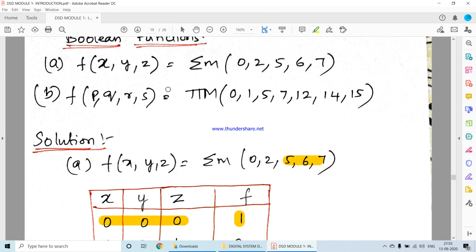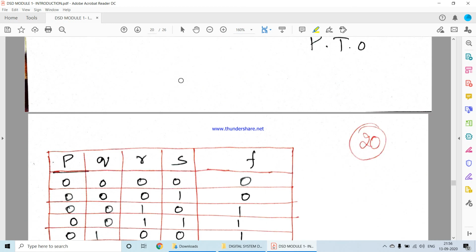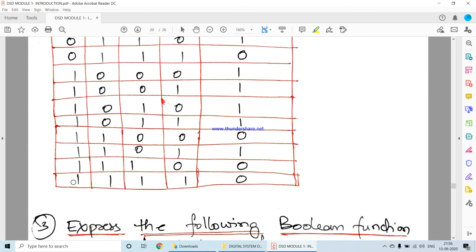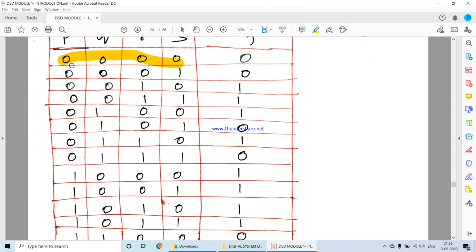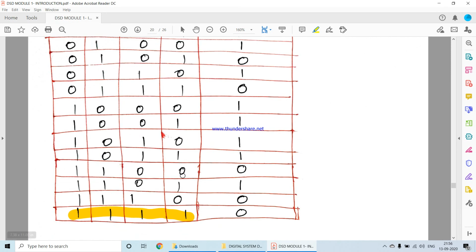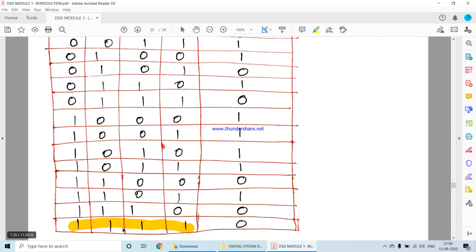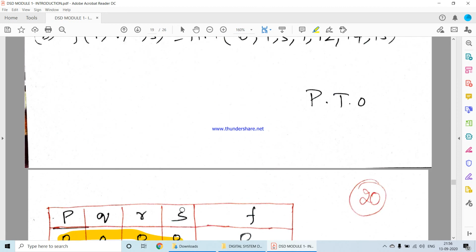Now coming to the next question, f of PQRS. Now this is a 4 variable function. Therefore you need to write 4 variables and 2 power 4 which is 16. Therefore you get 16 different entries. So we'll see what those 16 different entries are. From 0, 0, 0, 0 till 1, 1, 1, 1, all entries: 0, 1, 2, 3, 4, 5, 6, 7, 8, 9, 10, 11, 12, 13, 14, 15. Okay, all 16 entries should be written now.